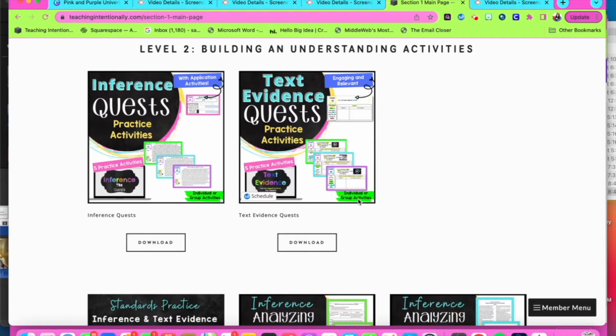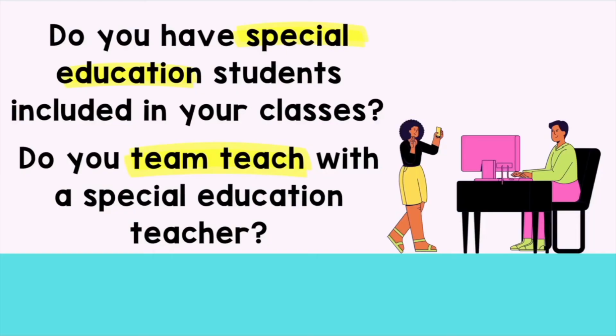So a couple of students are working on quest 1, 2, 3, 4, 5, and then every 10 minutes you're switching. Are special education students included in your classes? Do you teach with a special education teacher? I do have special education students. I actually started out as a special education teacher, and so I love it.